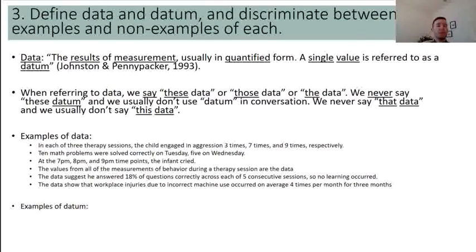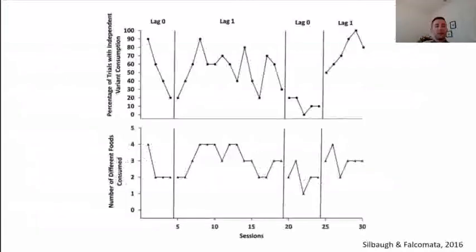So here are examples of datum. The bird pecked at the key light 70 times during the session. That would be 1 data point on a graph. That would be a datum. On Friday, the behavior happened 2 times. So on a graph, you would go to Friday and then go up to 2 and put a data point. That's a single datum.